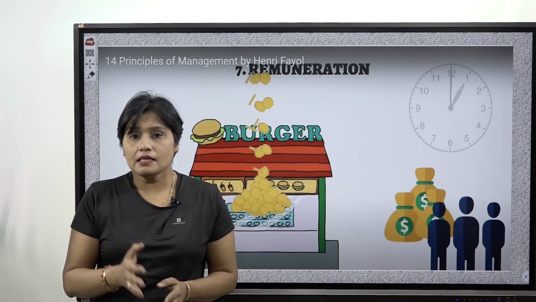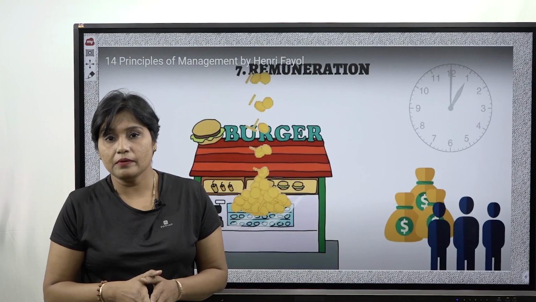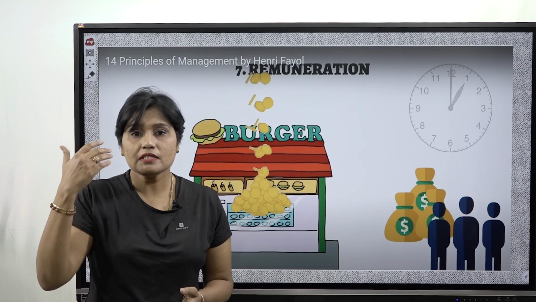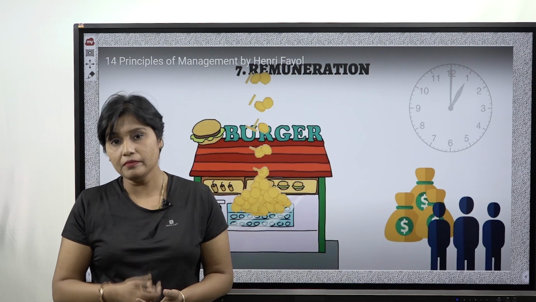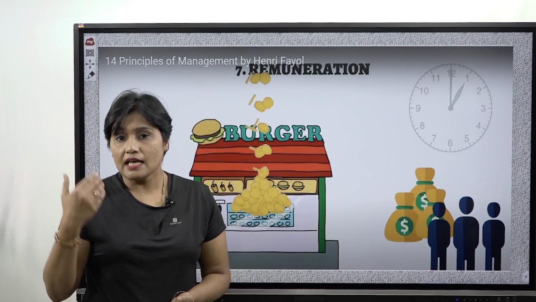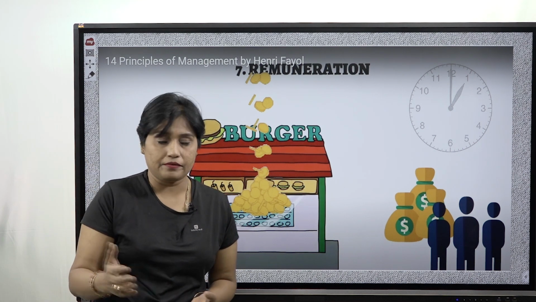Now, he says remuneration must be just and fair. So, everybody should be treated equally. There must be no favoritism in payment of the salary. In the eyes of law, all of them should be treated equally, and the remuneration has to be paid based on the experience, the qualification and other skills. To summarize, remuneration means the salary paid to the employee must be just and fair.